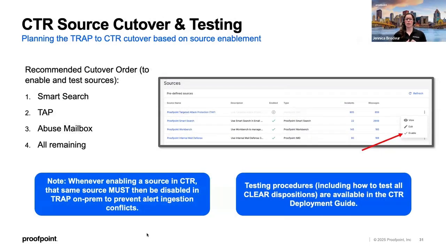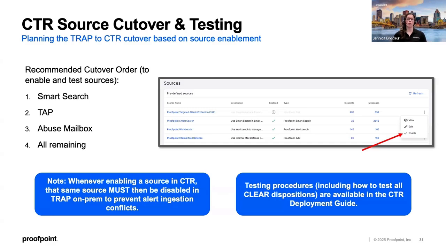We have our mail server connected. We have our workflows all configured and notifications adjusted if needed. And then we have our abuse mailbox ready to go and kind of pre-staged. So at this point, everything is ready with the exception of the sources. And I like to think of the sources as really your on-off switch for cutover. And we do have a recommended progression of cutting over the sources.